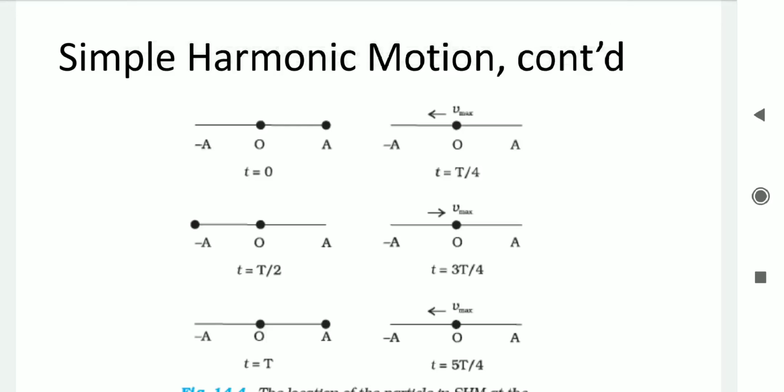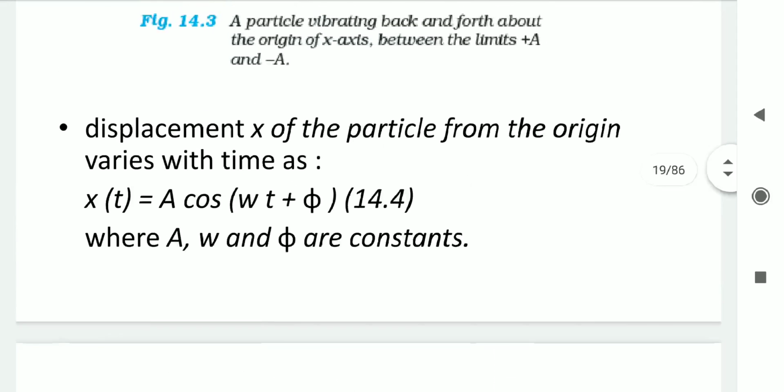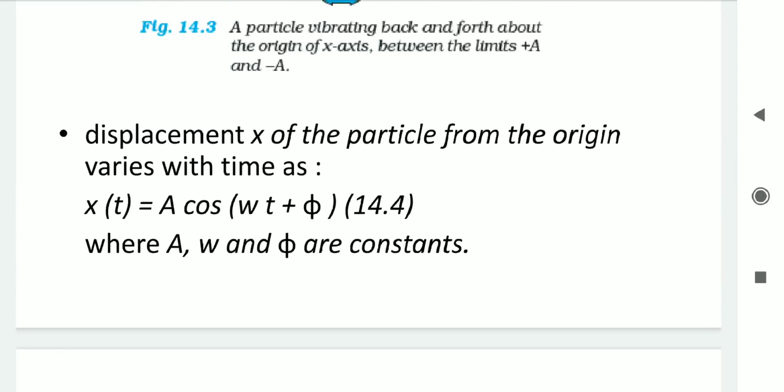So here this variation we can define by the mathematical expression x of t, that is the displacement x depending on the time t, equal to A cos(omega t plus phi). A is the magnitude, omega is the radian frequency, small t is the time instant, and phi defines a phase difference.